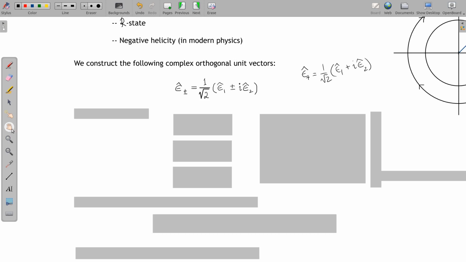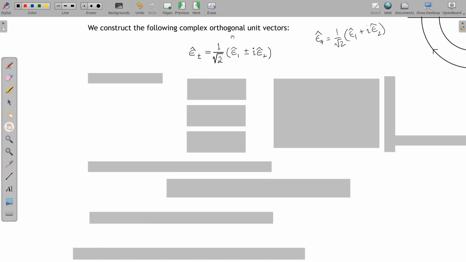So this is actually a set of two vectors that we have defined, and these are complex unit vectors. So these have these properties. The first property is, if you take the dot product of the conjugate of epsilon plus with epsilon minus, or the dot product of the conjugate of epsilon minus with epsilon plus, that will be 0.